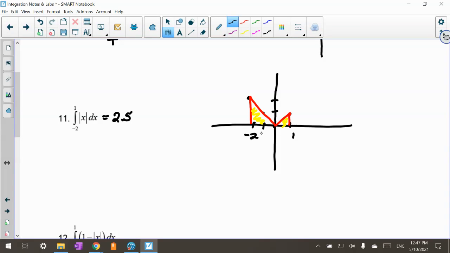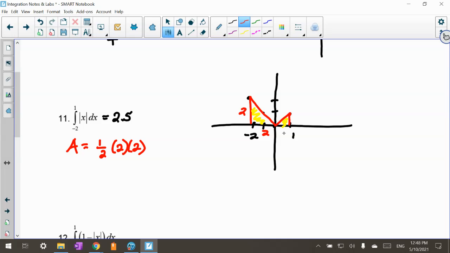So this is a triangle. It's 2 wide and 2 high. I know the area of a triangle is 1/2 base times height, so it's going to be 1/2 times 2 times 2.